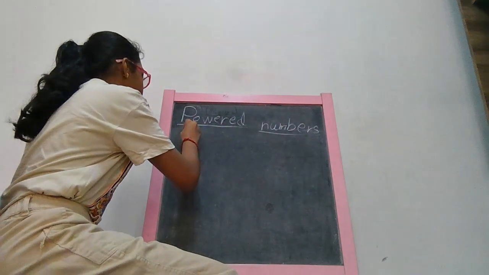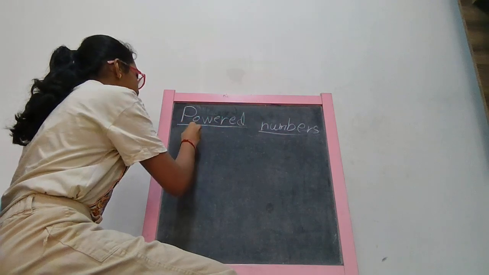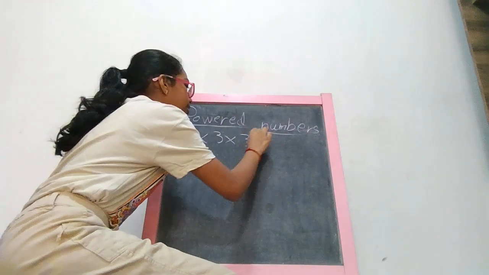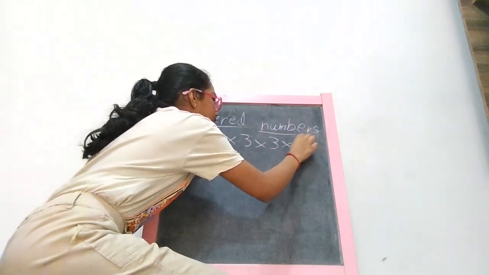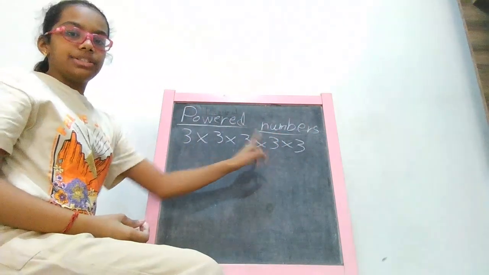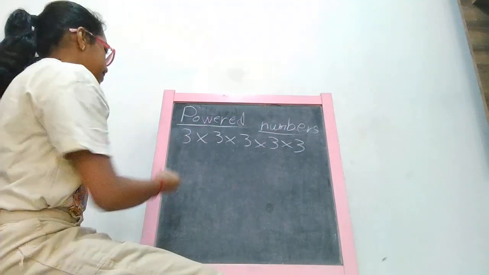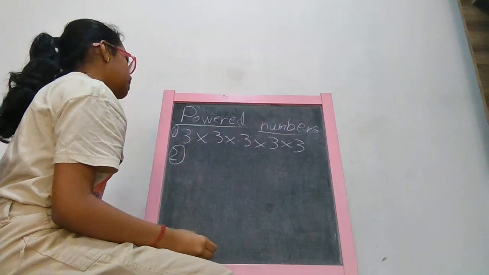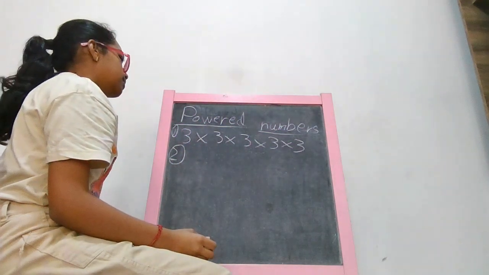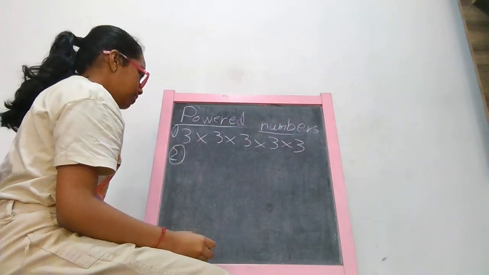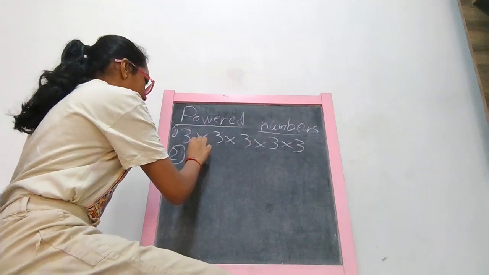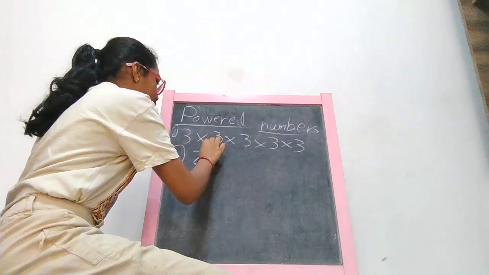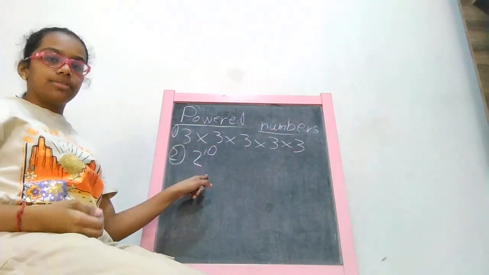Let's try now. Simplify 3 into 3 into 3 into 3 into 3. Simplify this. Okay, that's number 1. Number 2 will be: answer 2 to the power of 10. Okay, answer that.